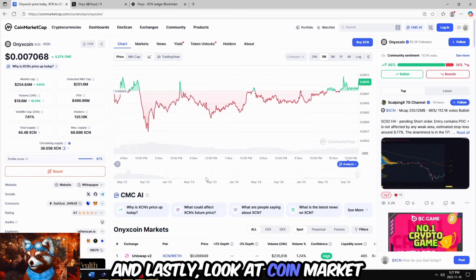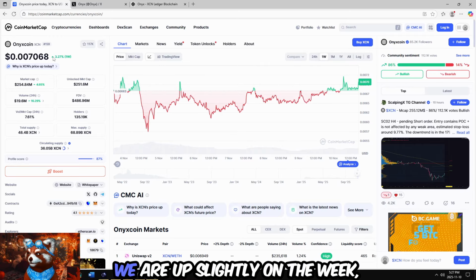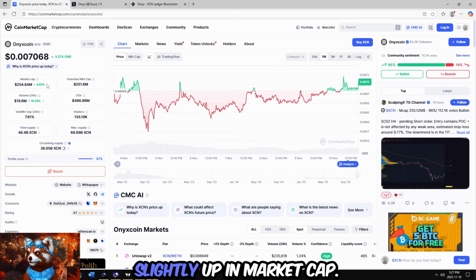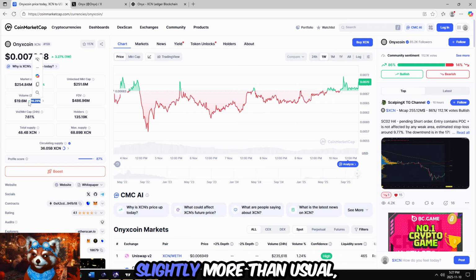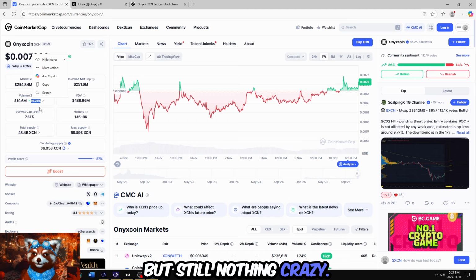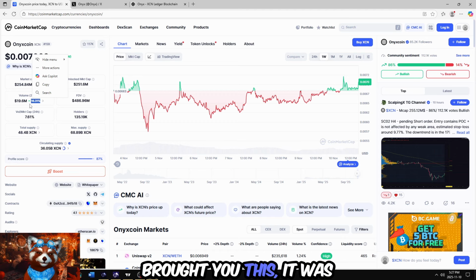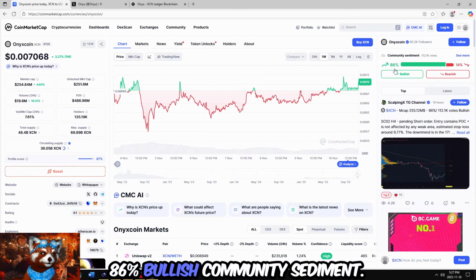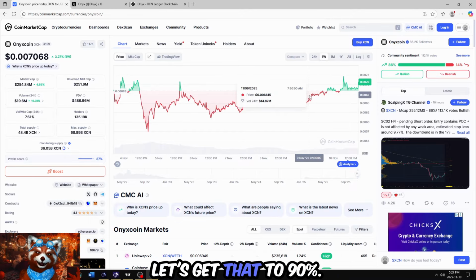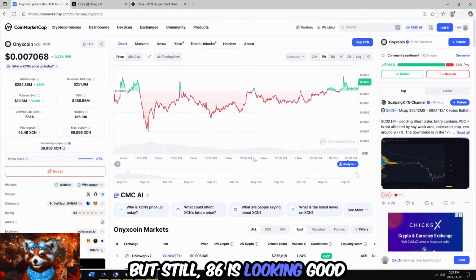And lastly, look at CoinMarketCap before we head off. We are up slightly on the week, slightly up in market cap. People are buying up in this area, right? Slightly more than usual, but still nothing crazy. I think the last time I brought you this, it was way, way higher, right? 86% bullish community sentiment. Let's get that to 90%, but still 86 is looking good.